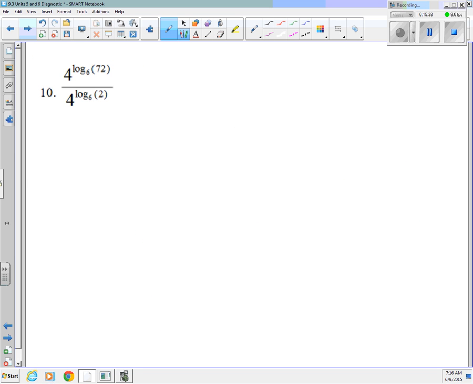All right, number 10. We have 4 to the log base 6 of 72 over 4 to the log base 6 of 2. Log base 6 of 72 and log base 6 of 2 are not really easily manipulated right now because 72 and 2 are not in the 6's family. But we have 4 to these powers. So what I can do is write 4 to the log base 6 of 72 minus log base 6 of 2. That's what you do with powers.